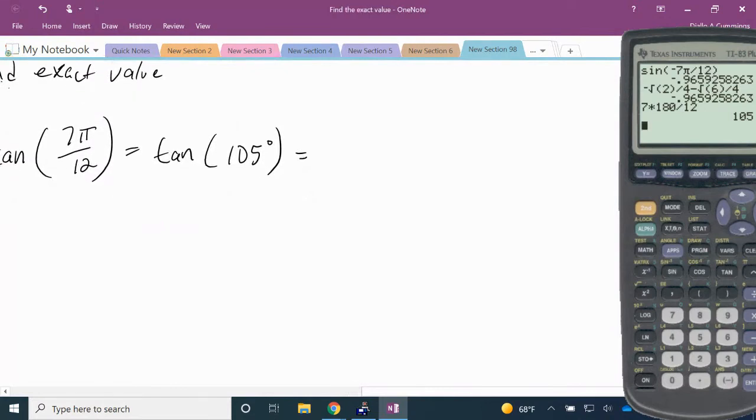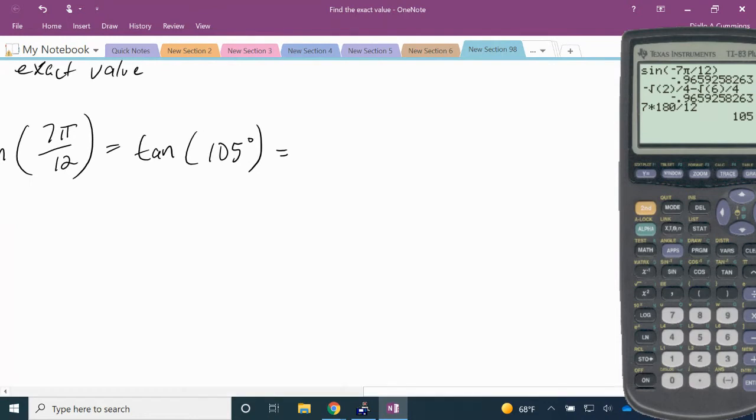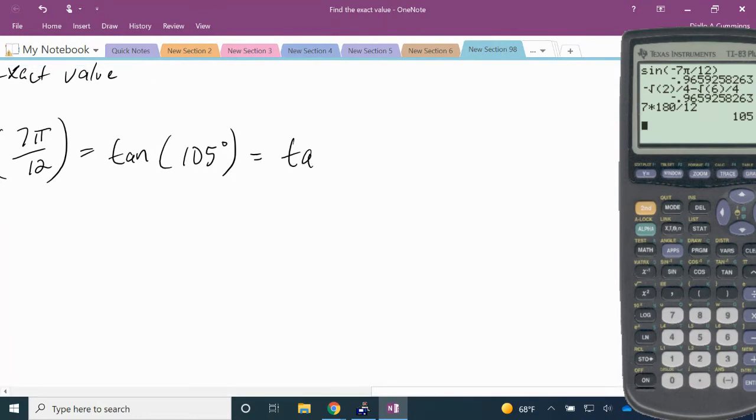All right, so if we look in the unit circle, notice that there is no 105 degree measure. So we're going to basically do what we did with the sine function. I'm going to use 60 and I'm going to use 45 degrees, right? So I'm going to rewrite this as the tangent of 60 degrees plus 45 degrees.